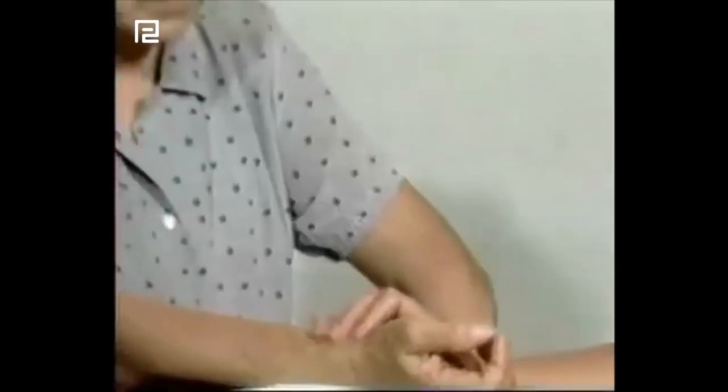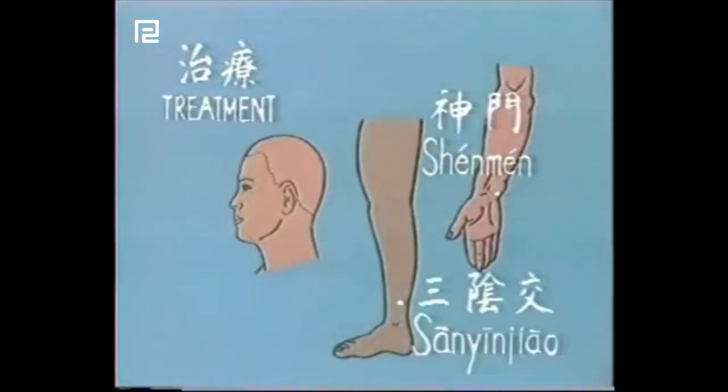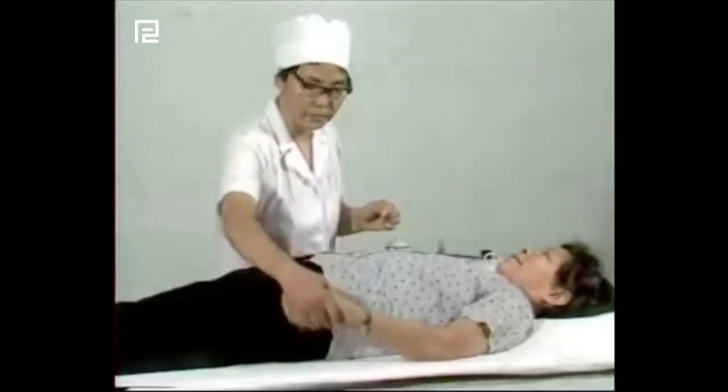The patient has insomnia caused by anxiety. The pulse is thready and rapid, and the body of the tongue is red. Treatment: Shenmen, Heart 7, Sanyinjiao, Spleen 6, and Anmian, Extra Point. This prescription helps conserve the heart fire and keep the kidney yin in balance and calm the mind.